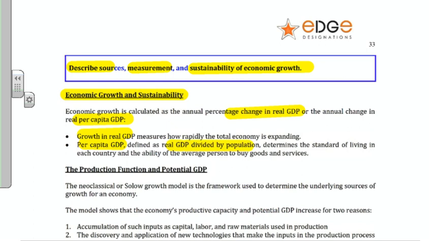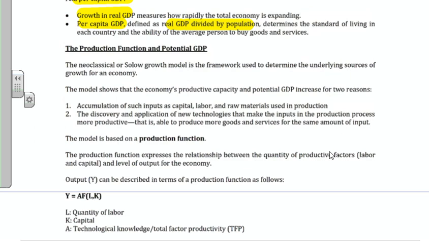We've got the production function and potential GDP. The neoclassical, or Solow, growth model is a framework that we use to determine the underlying sources of growth. The particular model tells us that productive capacity and potential GDP will go up if we accumulate inputs, such as capital, labor, raw materials, or, two, through the discovery and application of new technologies that make the whole process more productive. We call the model the production function.